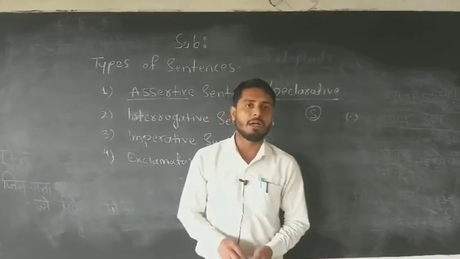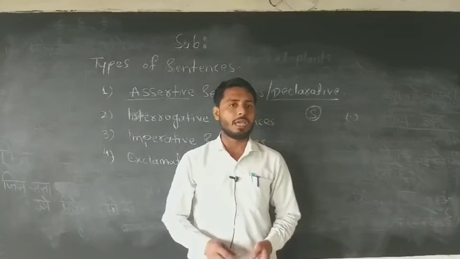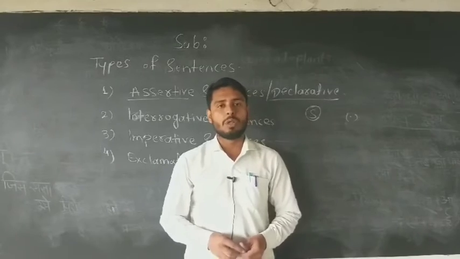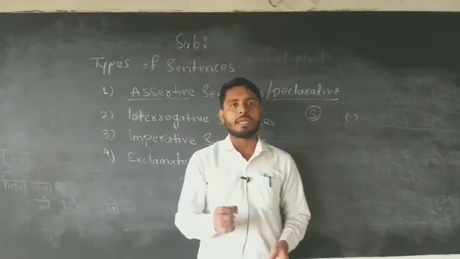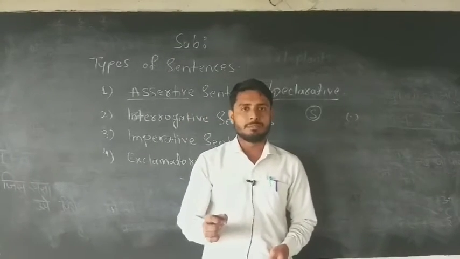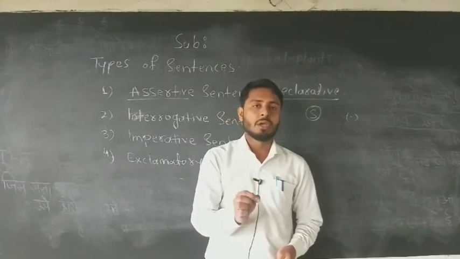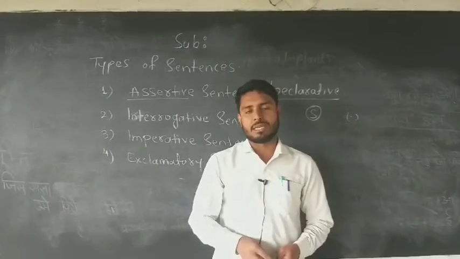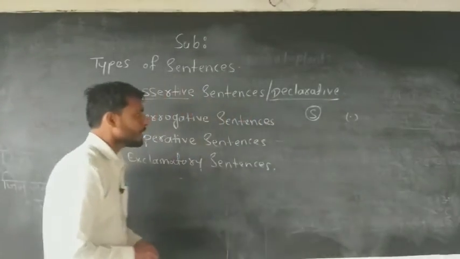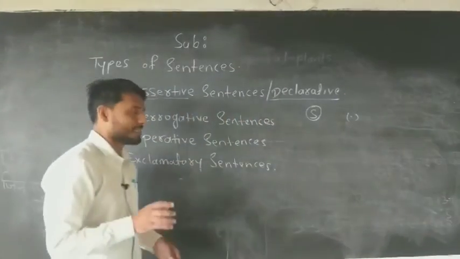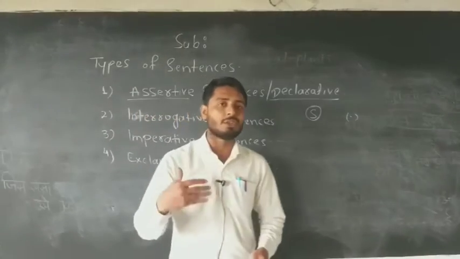For example, Ram is a good boy. Here I use Ram. Ahmad will go to school. Here I use Ahmad. She is reading an English book. Here I use she at the beginning of the sentence. If you are using a subject at the beginning of the sentence, you are using an assertive sentence.